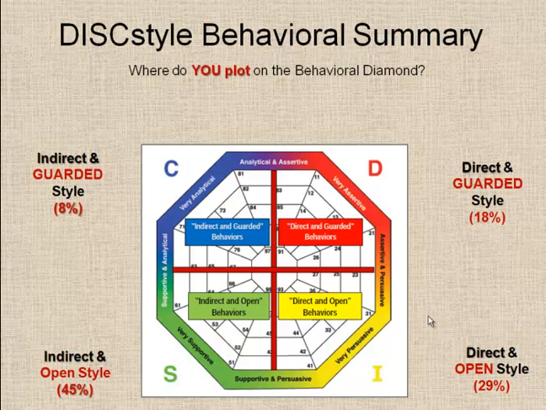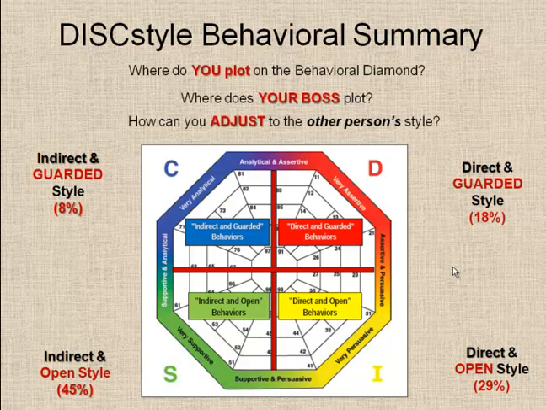So, in summary, you've heard this before. Where do you plot on this diamond? And you've got to know that. Where does your boss plot? And if you don't currently have a manager, you now know how you can identify their behavior based upon the way in which they react to you. Are they direct? Are they guarded? Are they direct and open? Are they indirect and open, or indirect and guarded? Based upon where they plot and where you plot, you now know the most effective way that you can adjust your style to communicate with them.